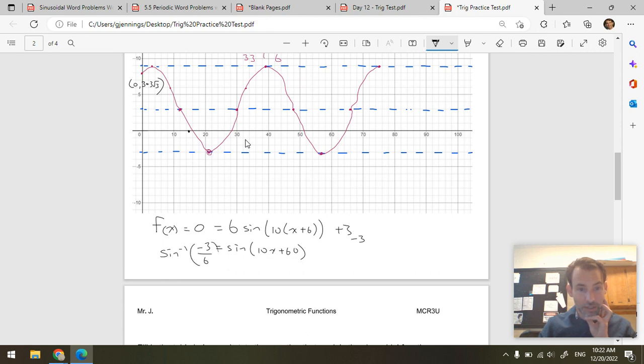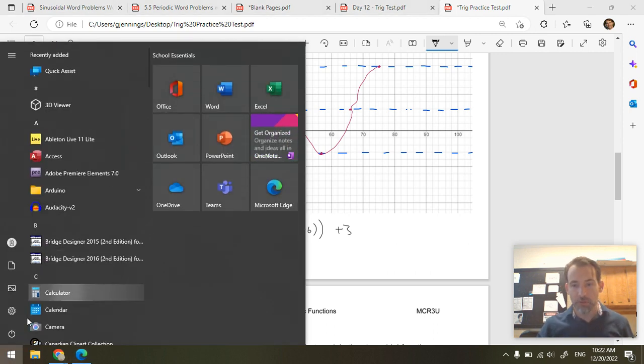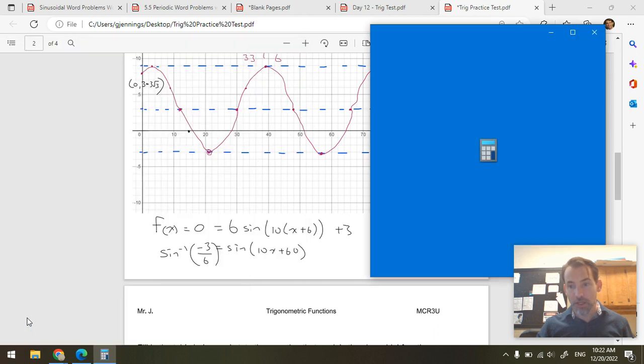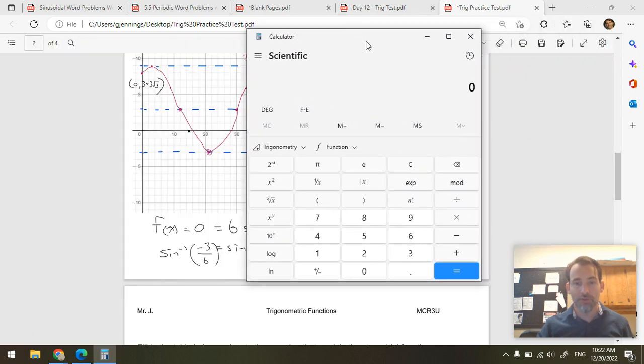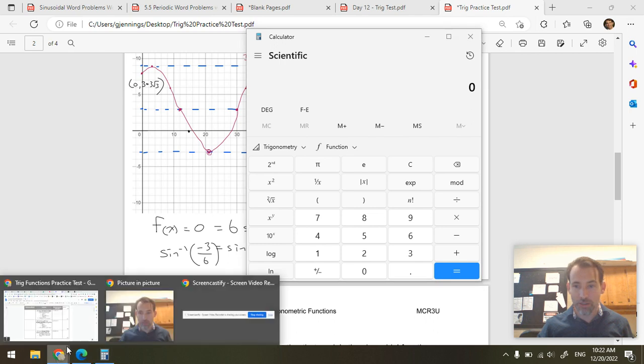Sine inverse of this will just erase my inverse operation, and that will give me the value of 10x plus 60. So sine inverse of negative 1/2. Well, that's 330 and 210. So we get two values. And why is that? Well, you have to have your unit circle ready to go in your head. And if you look at a unit circle, let me just show you one.